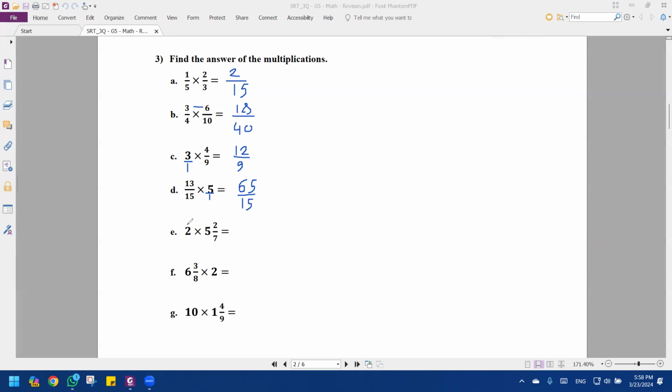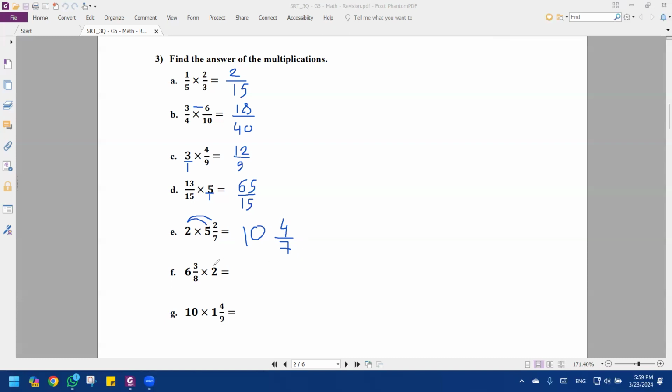Now here, we have 2 times mixed number, 5 and 2 over 7. You multiply them part by part. We do 2 times 5, and then 2 times 2 over 7. 2 times 5 is 10. Then 2 times 2 over 7, 4 over 7. So the answer is 10 and 4 over 7.